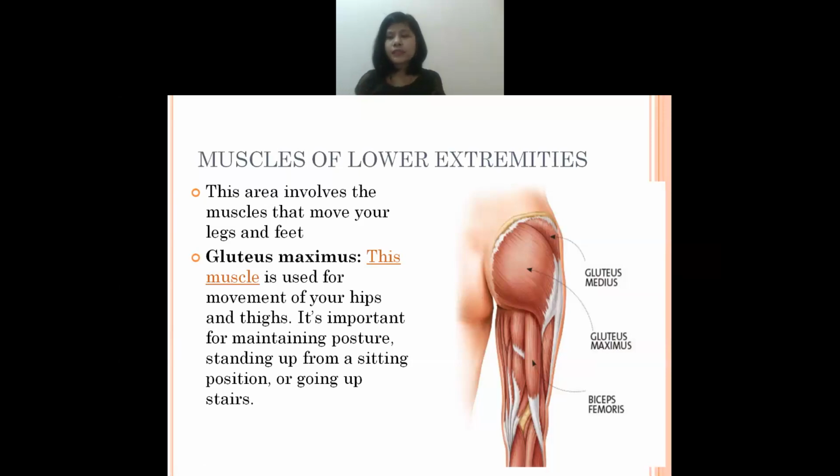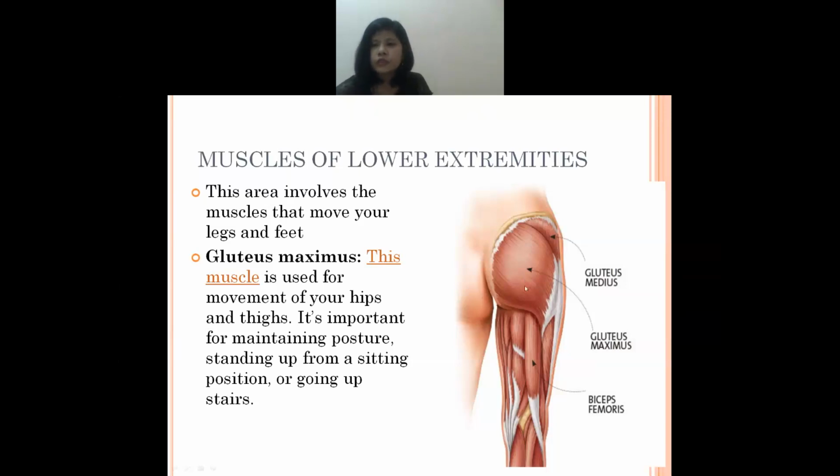And they also help in what? They also help in maintaining your posture when you stand up, when you sit down, and also when you climb up the stairs. So they are responsible for all those things. I'll repeat again. This is a muscle of the lower extremities. You will find it in your buttock area.